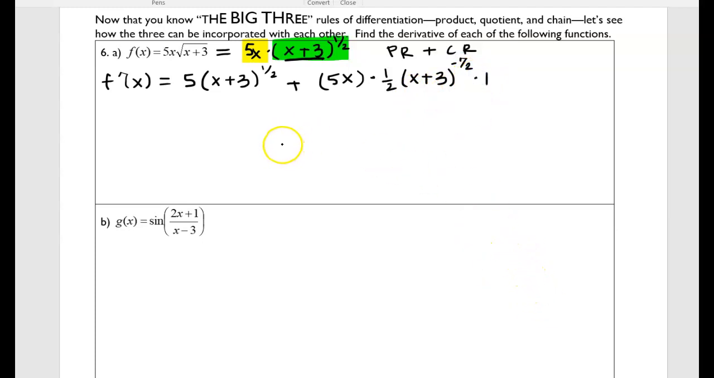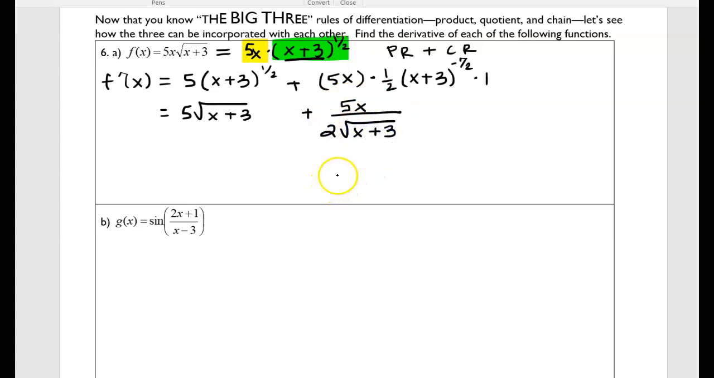Now, this is an okay way to leave your answer, and this is what it will look like on Delta Math. You can leave it there. However, we're going to go ahead and simplify since we're working it out together. So that usually means rewriting in radical form. So we've got 5 square root of x plus 3 plus 5x over 2 square root of x plus 3.